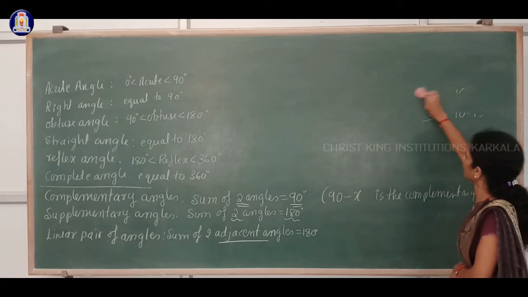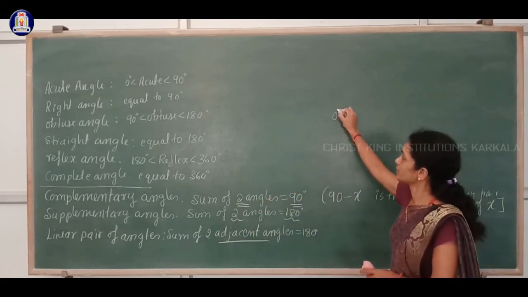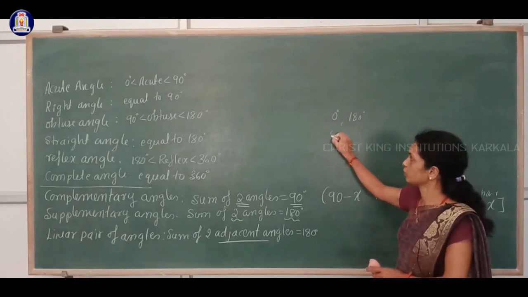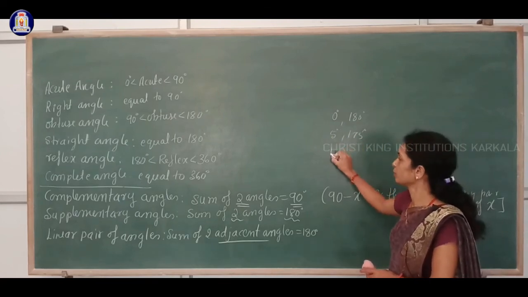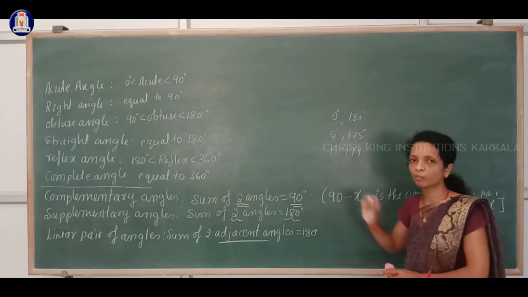Like that, if the sum of two angles is 180 degrees, then those two angles are called what? Those two angles are called supplementary angles. For example, if you take 0, then 180 degrees will be the supplementary pair for that. If you take 5 degrees, then 175 degrees will be the supplementary pair. If you take 1 degree, then 179 degrees will be the supplementary pair.